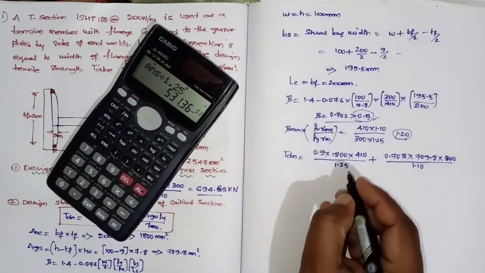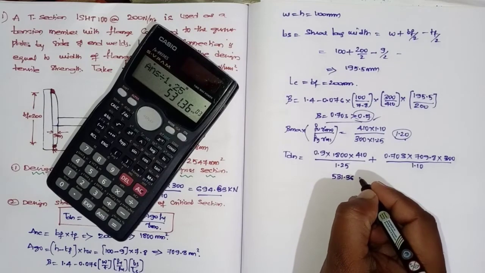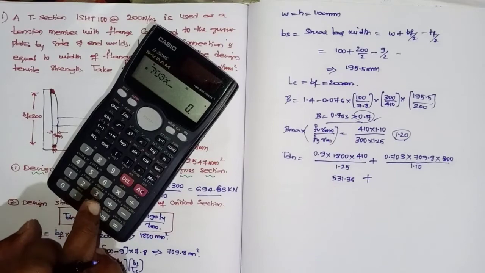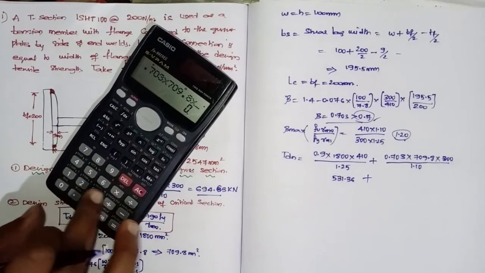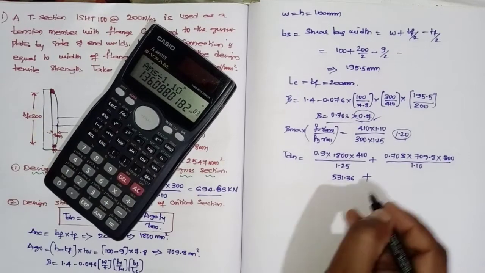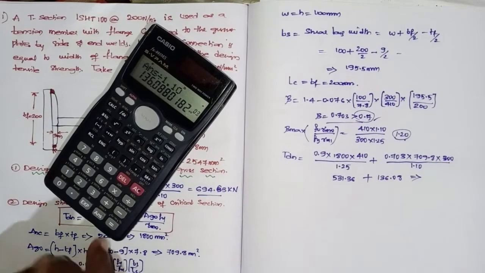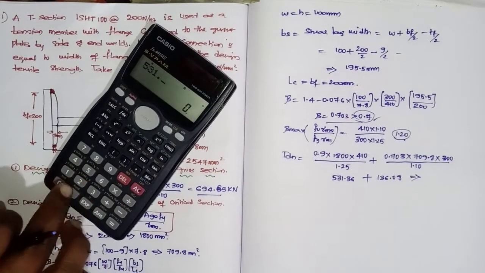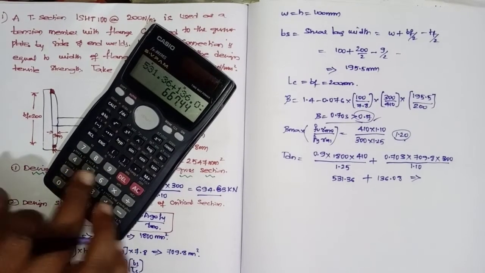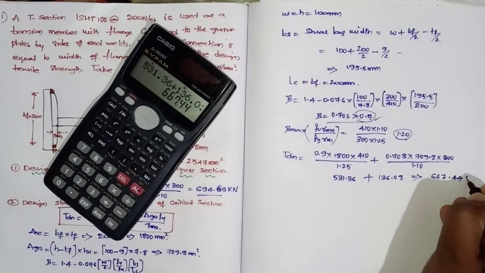So I will write in kilonewtons, that is 531.36 plus this one, 0.703 into 709.8 into, so it is 136. So total is how much? 531.36 plus 136.08. So 667.44 kilonewtons.